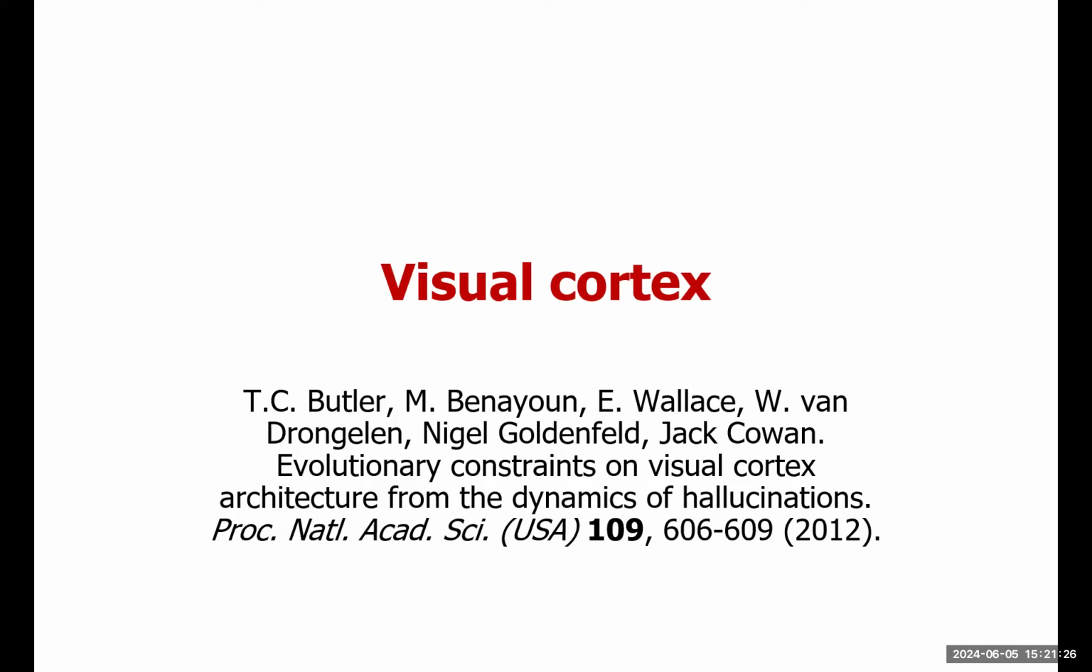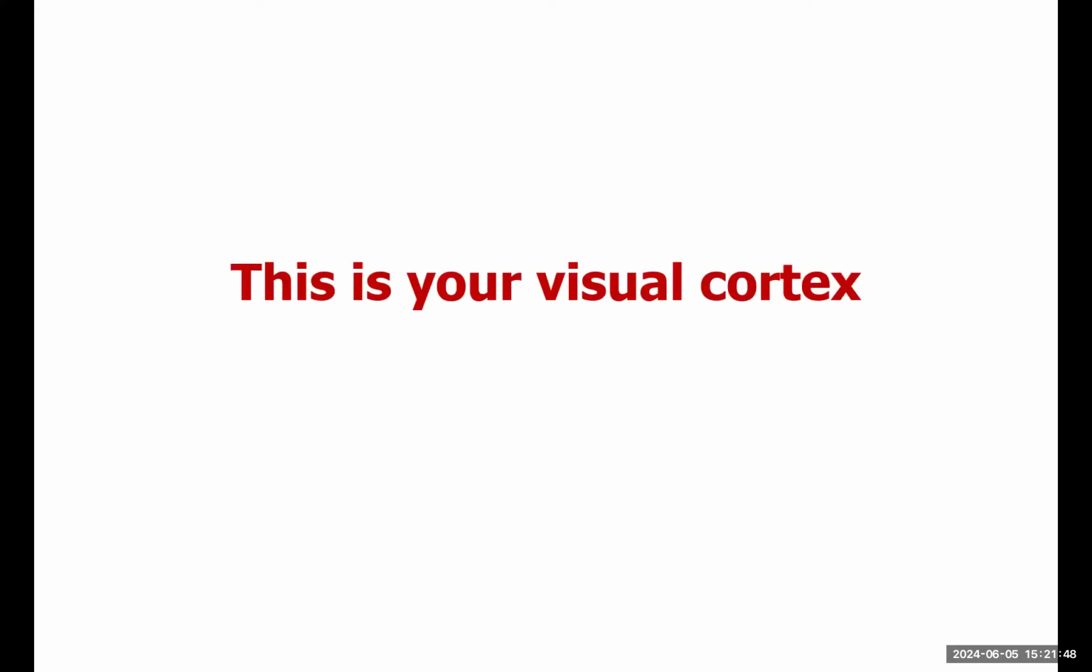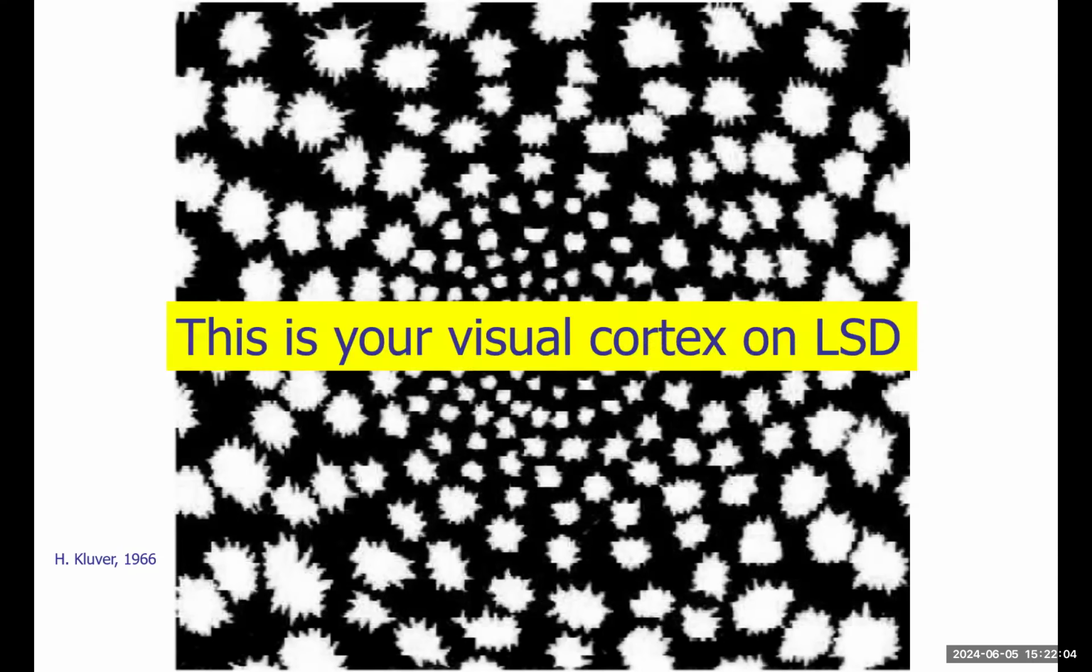Okay, so this is the visual cortex. The visual cortex is a part of your brain. So what do you see? Anybody see anything? Anything? No. Okay. Well, that is your visual cortex. Did anybody see this? Did you see it when you were just looking at the screen just now? Good, because this is your visual cortex on LSD.